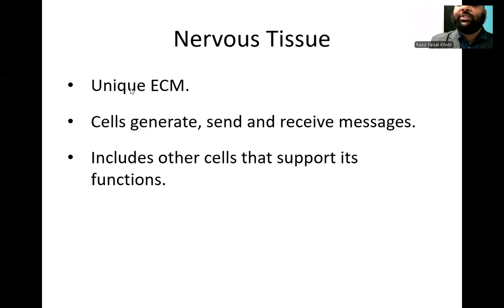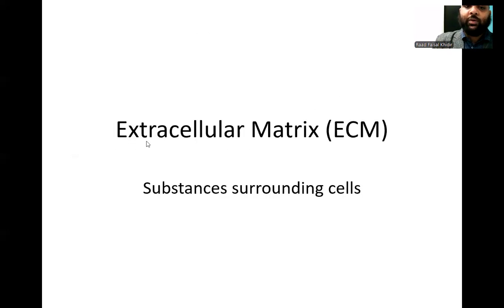Okay, the nervous tissue. The nervous tissue has a unique extracellular matrix. So the cells generate, send, and receive messages. We said that the cells receive input, they send output, and they generate, meaning they integrate this information. They include other cells that support the function of the nervous tissue. Okay. Extracellular matrix describes to us substances that surround the cells.